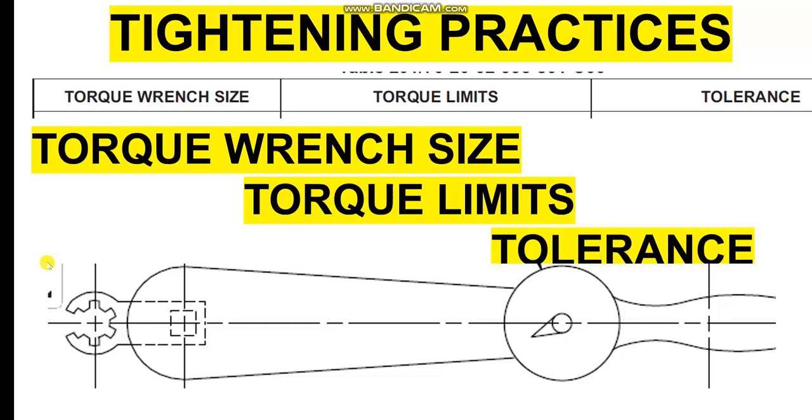This is an example for torque range. This is the torque range at the device. The length here, from here to here, gives a torque value calculated from the force here and the length. Multiplying the force by the length of the arm gives you the torque value.